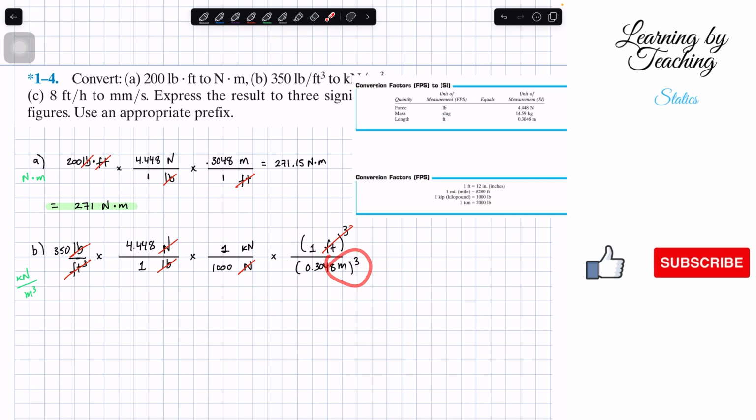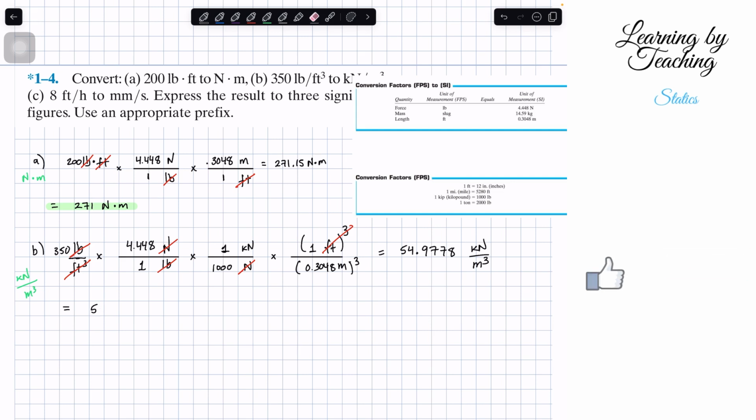Okay, so I'm going to plug this into the calculator, and when I do this I get a total of 54.9778, and the units again will be kilonewton over meter cube. Again, only 3 significant figures, so we get 55.0. The units are kilonewton per meter cube. And just like that, we found the answer for our problem B.